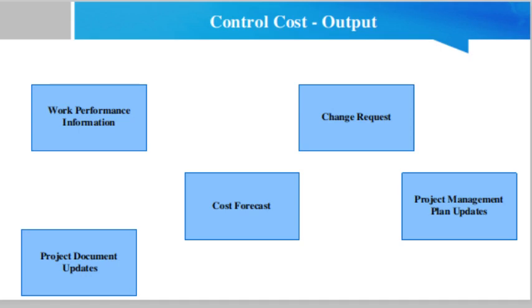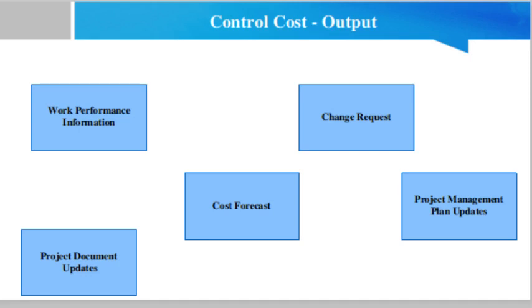The first one is the work performance information. Work performance information includes information on how the project work is performing compared to the cost baselines. Variances in the work performed and the cost of the work are evaluated at the work package level and control account level. For projects using earned value analysis, CV, CPI, EAC, VAC and TCPI are documented for inclusion in work performance reports.